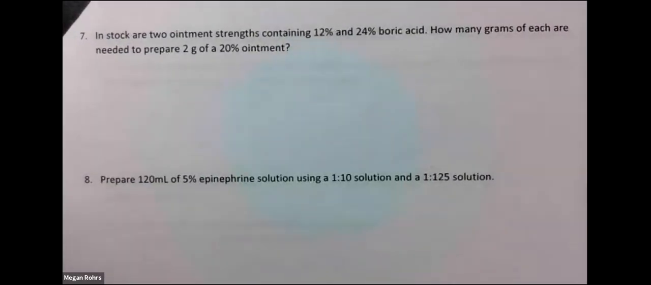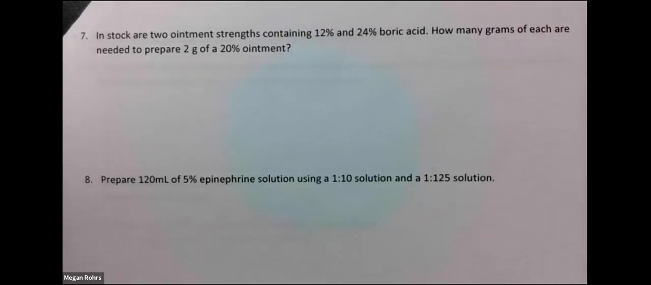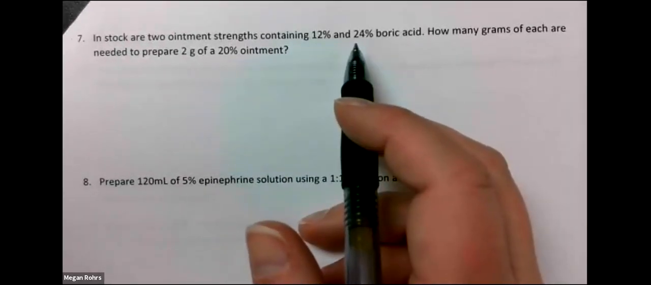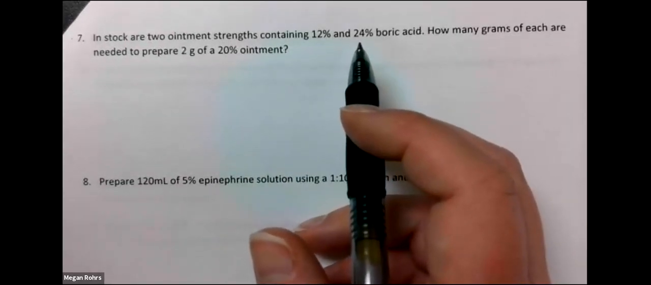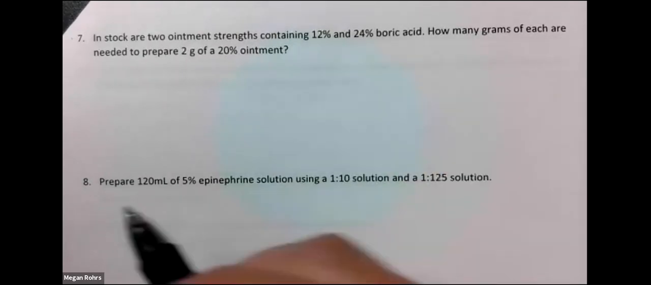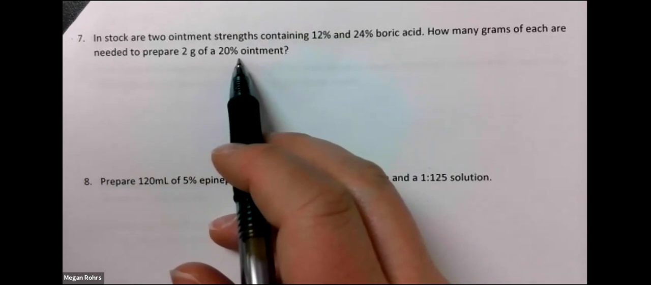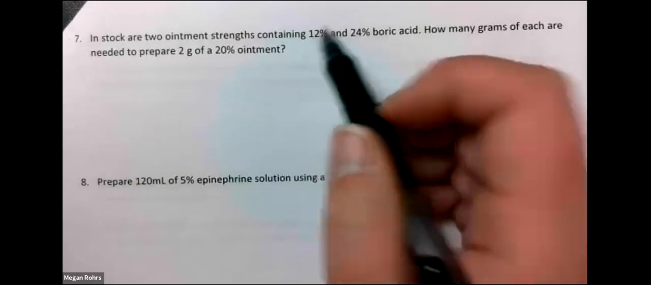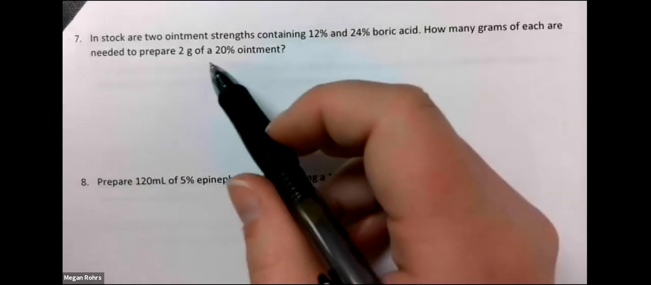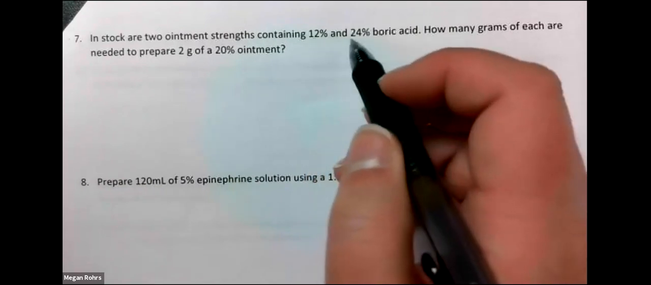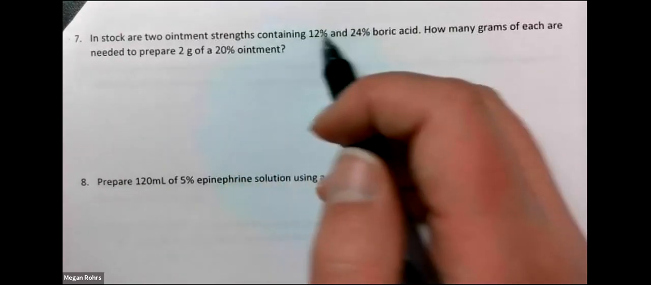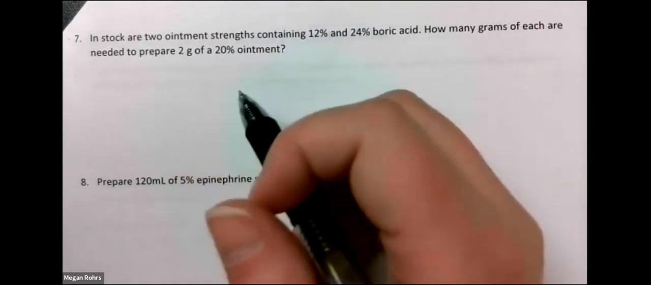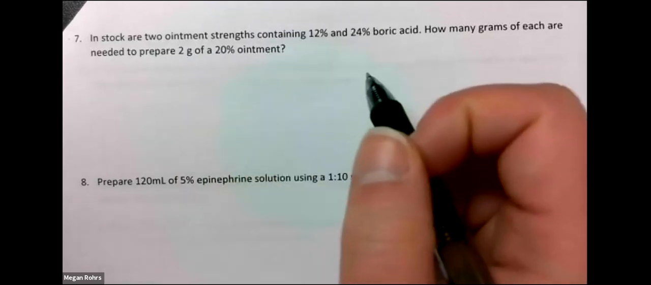Okay, so let's go through one more example together here. So in stock, we have two ointment strengths. We have a 12% and a 24% boric acid strength. How many grams of each are needed to make 2 grams of a 20% ointment? So in this case, we have two different strengths. We're trying to combine a third strength that is somewhere in the middle, which 20% does fall between 12 and 24. So this one will work out just fine. So this is an alligation alternate problem.